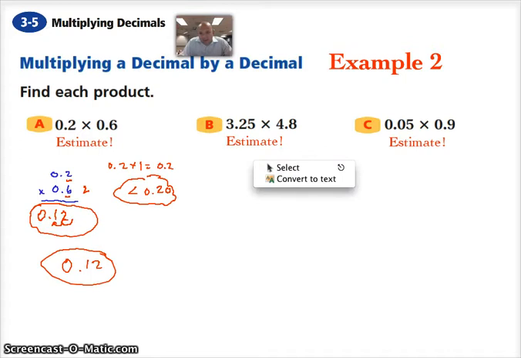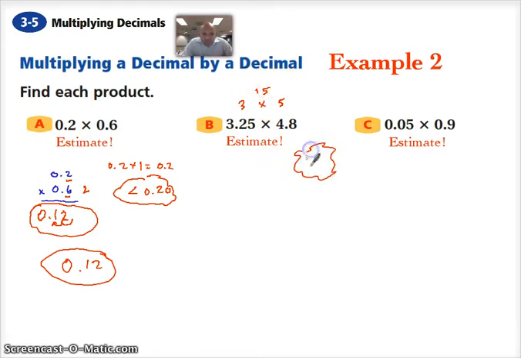Number 2, I'm going to estimate here again. In this case, I've got 3 and 25 hundredths times 4 and 8/10. I'm just going to do a little bit of rounding here. 3 times 4 and 8/10, which is around a 5, so that's around a 15. Okay, 3 times 5, 15. So my answer is going to be around 15.